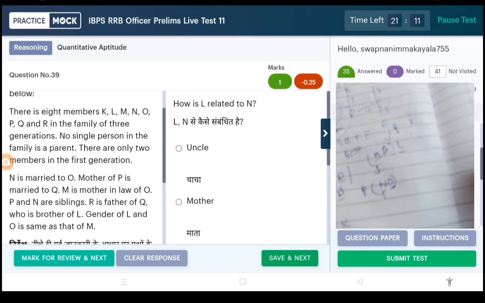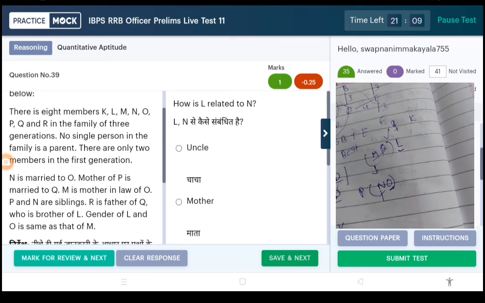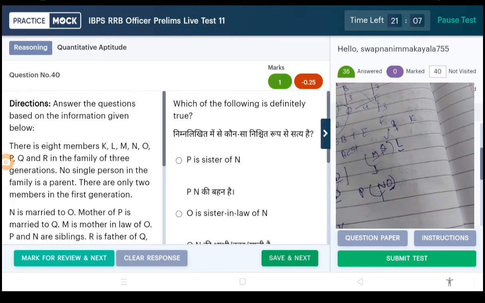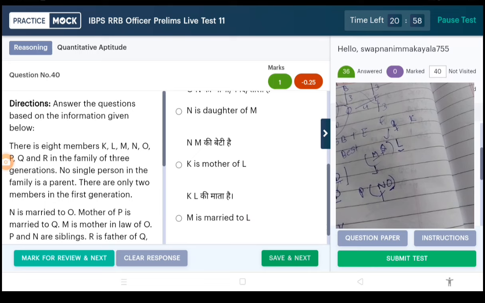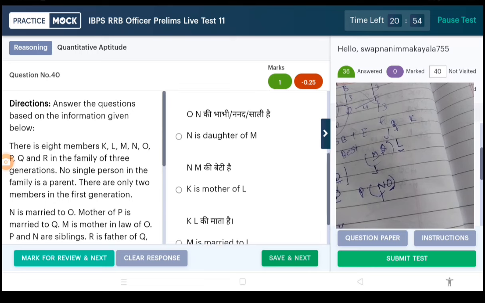L related to N. Aunt. Definitely P is a sister of N. N is the daughter of M. So K is the mother of N.